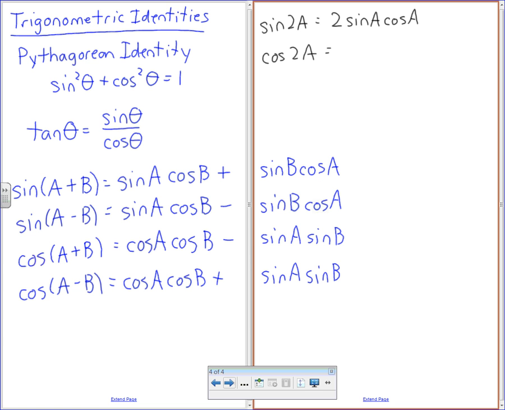All right. Okay, do I need to show this out? No problem. I'll show it out. So this is equal to cos of A plus A. Right? So this is going to be equal to cos A cos A minus sine A sine A, which is cos squared A minus sine squared A.